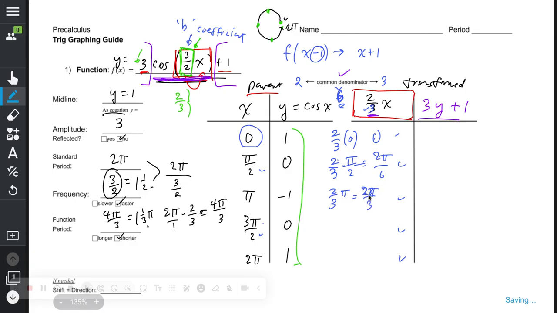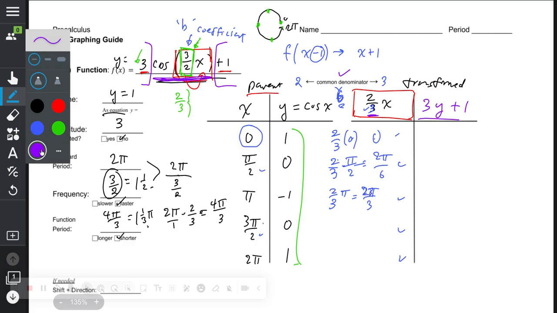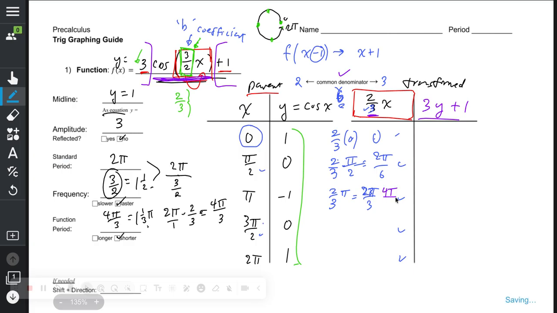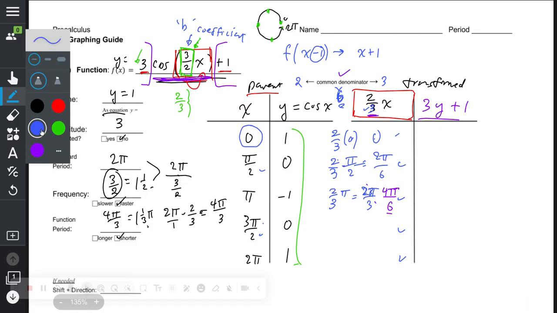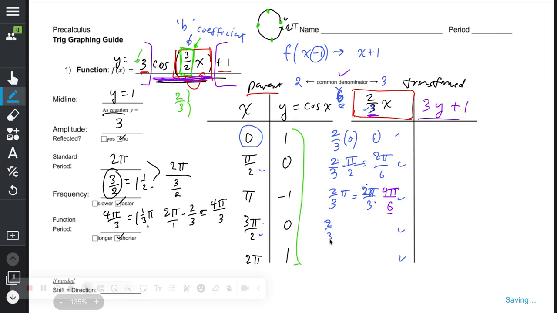But let's express this in terms of the common denominator. Let's make it 4 pi over 6. You'll see why we're doing that. Let's just multiply that by 2, multiply that by 2. Keep the common denominator. Next, we're multiplying 2/3 times 3 pi over 2. Okay, this is nice because 2 times 3 pi is 6 pi. 3 times 2 is 6. We have that common denominator. I'm just advising you to keep it, 6, 6, 6.